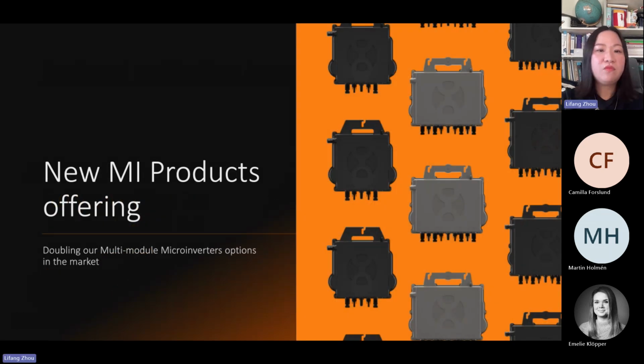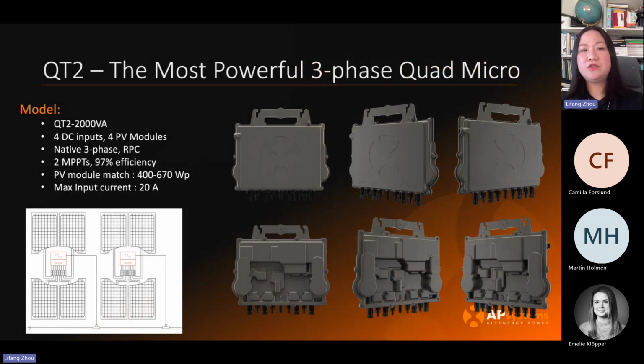Yes, I will take a short time to talk about the products. Actually, our products are very simple. It's just one product in Sweden for the three-phase microinverter. It's called the QT2, the Quad three-phase, second generation. That's our name. It has 2000 watts AC output and four DC inputs. You can tell from the picture on the right that it has four sets of MC4 DC connectors, which means you are welcome to connect four PV modules.